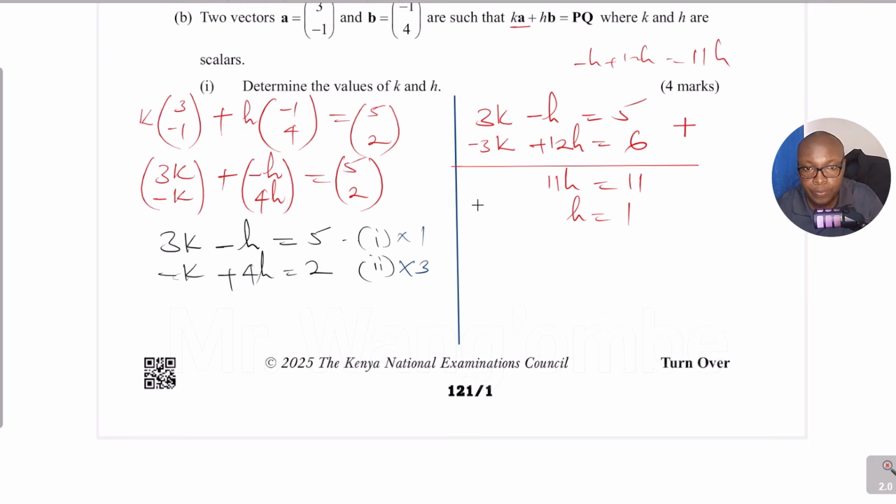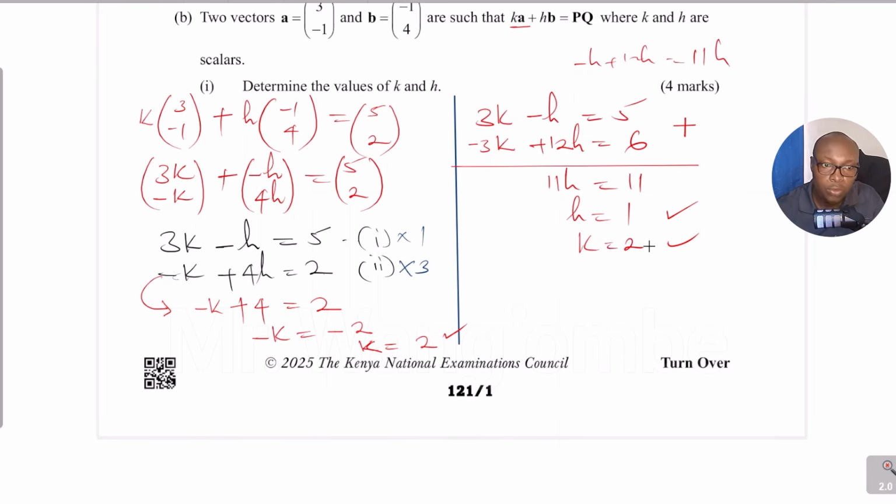If H is 1, now you can substitute. I can use this equation here. -K plus 4H. H is 1, so that will be 4 times 1, which is 4, is equal to 2. And therefore, -K will be given by 2 subtract 4, which is -2. And therefore, K will be 2. That is how you're supposed to do that. So H is 1, K is 2.